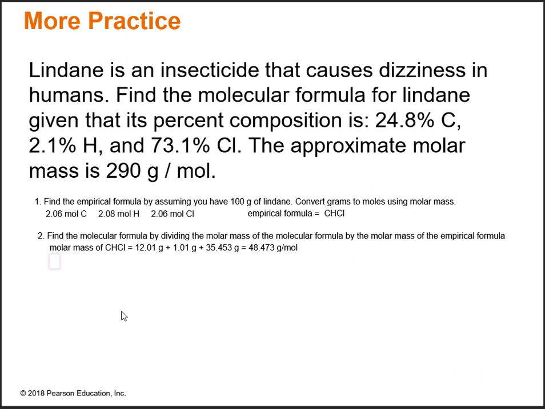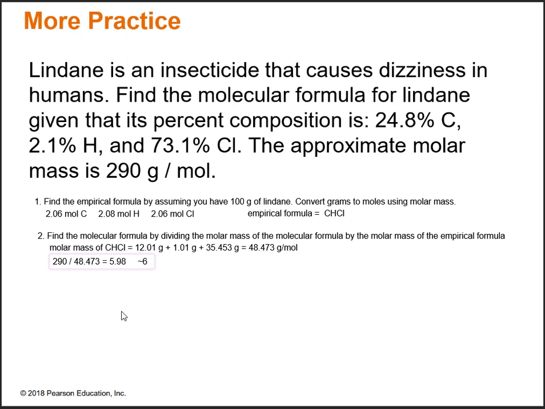So the molar mass of the molecular formula is 290. And we're going to divide that by our empirical formula. What is that number? Yeah, 5.98. That's approximately 6, okay? So when you're that close to a whole number, use the whole number. You shouldn't get a fraction like 5.5. If you get a fraction at this point, then you know something's gone wrong.